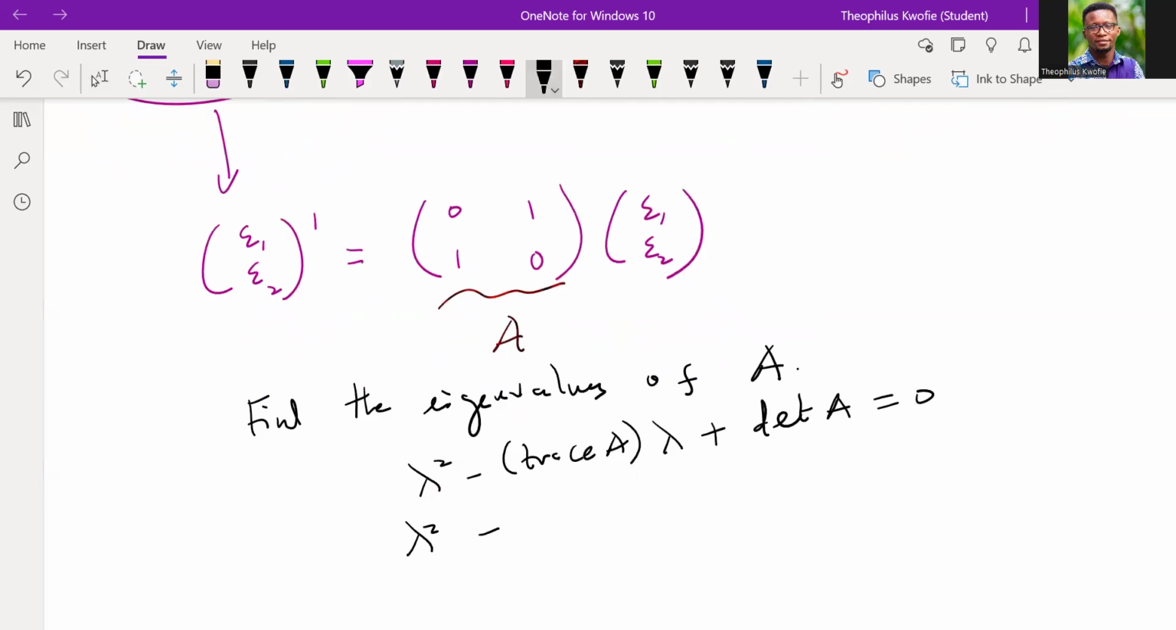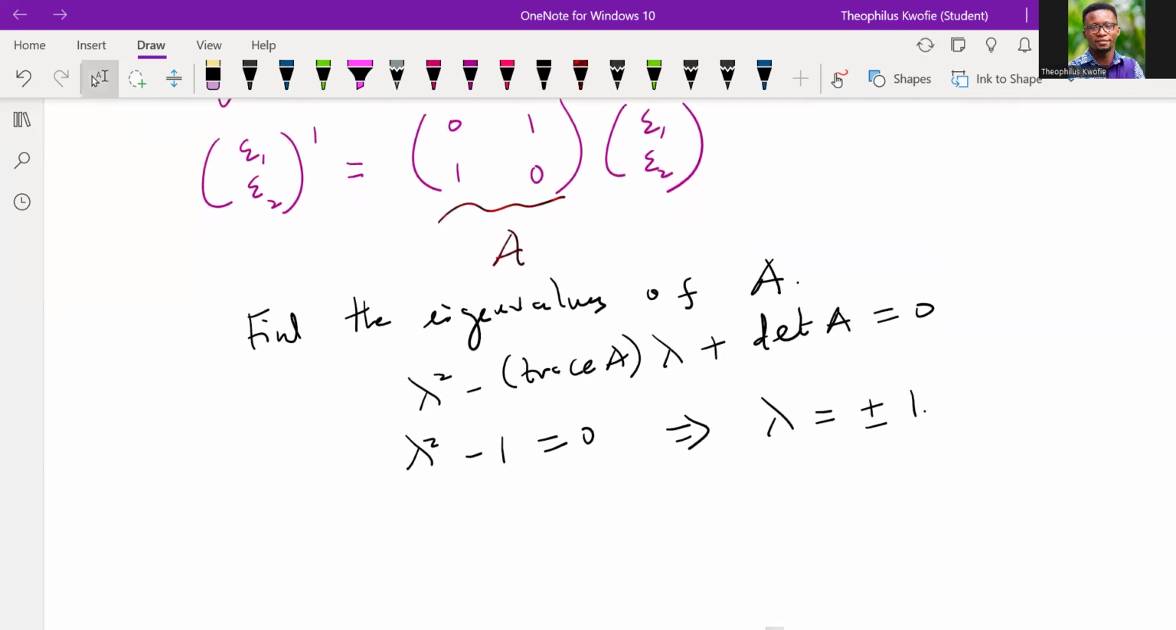So this is a 2-by-2 matrix. The trace is 0, and the determinant will be negative. What will be the determinant of this? That will be minus 1. So lambda squared minus 1 equal to 0, and on that note, your lambda will be equal to plus or minus 1. Is that okay?